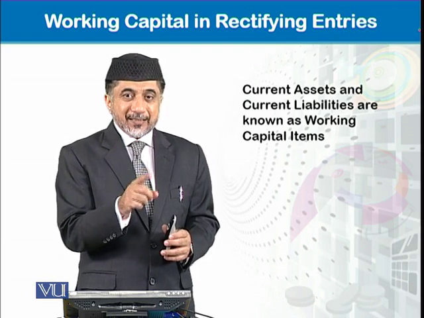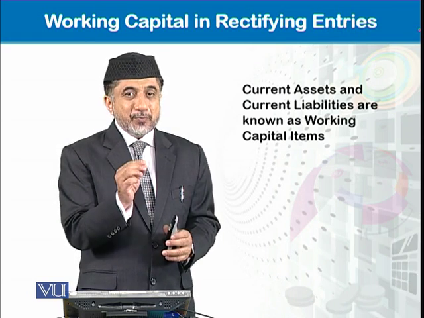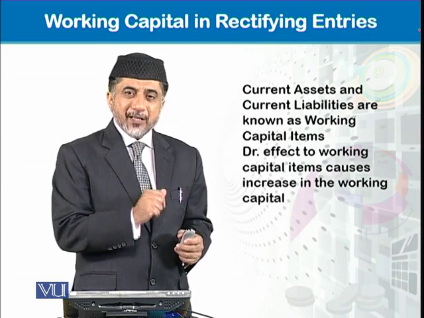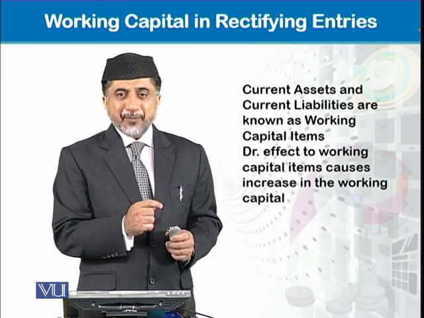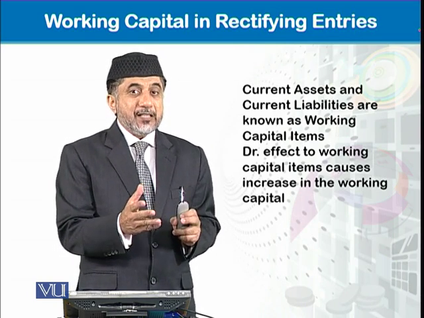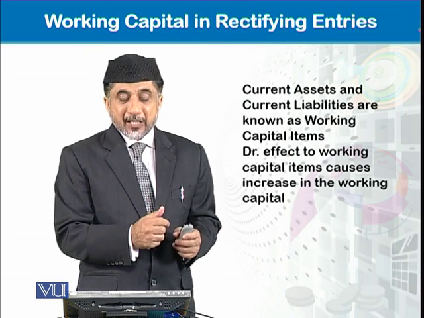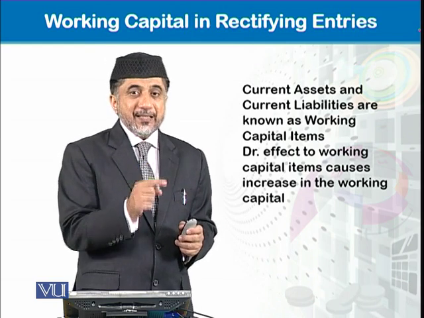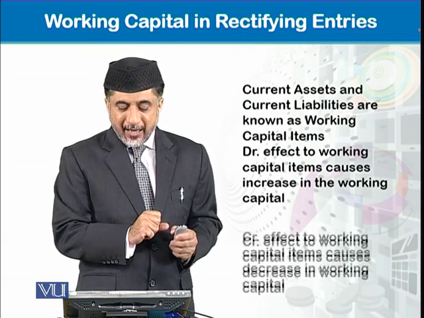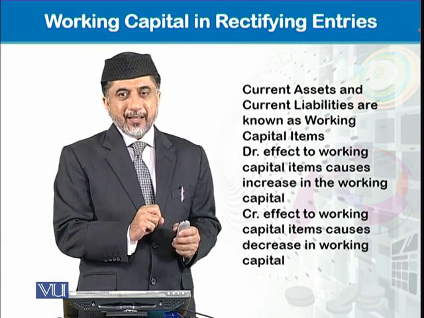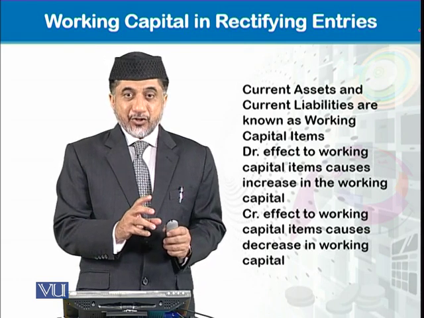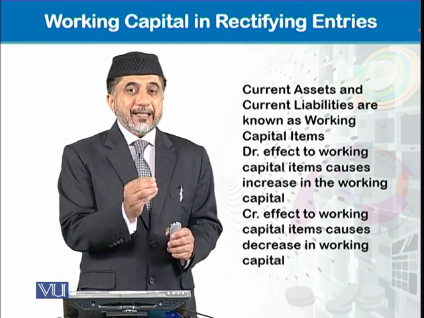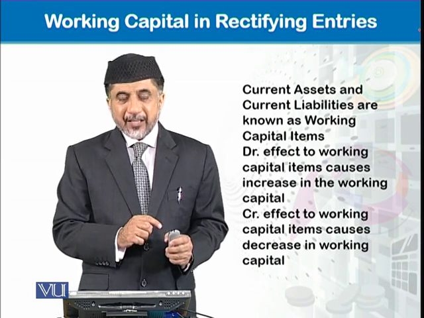So current assets are greater than the current liabilities. So working capital would always be having debit nature. Okay, so if we are having working capital with us, and in the rectifying entry, any working capital item, meaning current asset or current liability, is being debited, this debit effect will cause an increase in the already worked out working capital. And if there is a credit effect in any rectifying entry relating to the working capital item, this credit effect will cause a decrease in the already worked out working capital amount.